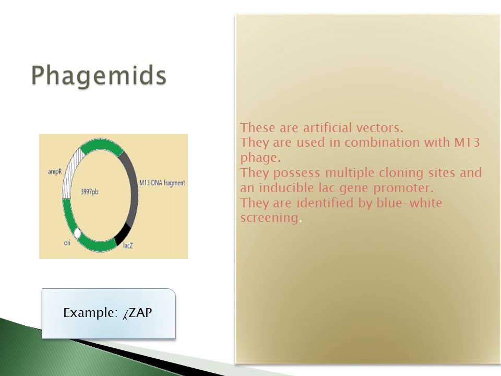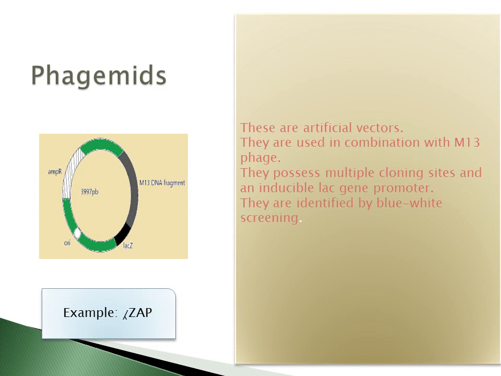They are used in combination with M13 phage. They possess multiple cloning sites and an inducible lac gene promoter, which is an advantage for this particular plasmid. They are identified by blue-white screening. These phage proteins are responsible for independent resistance of phage mix.